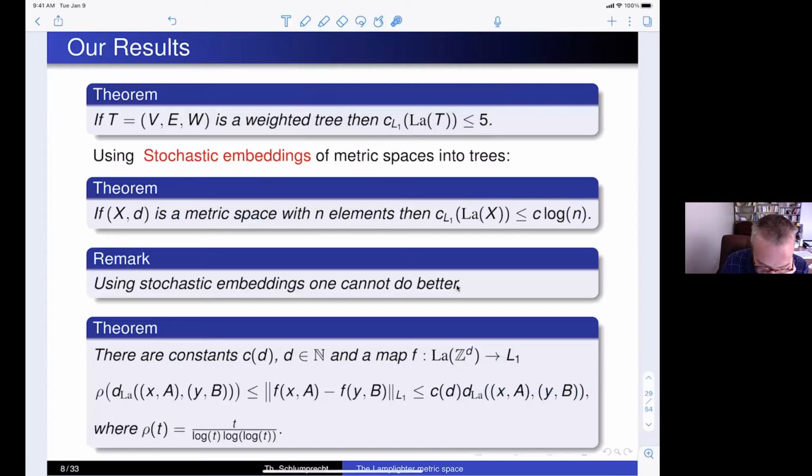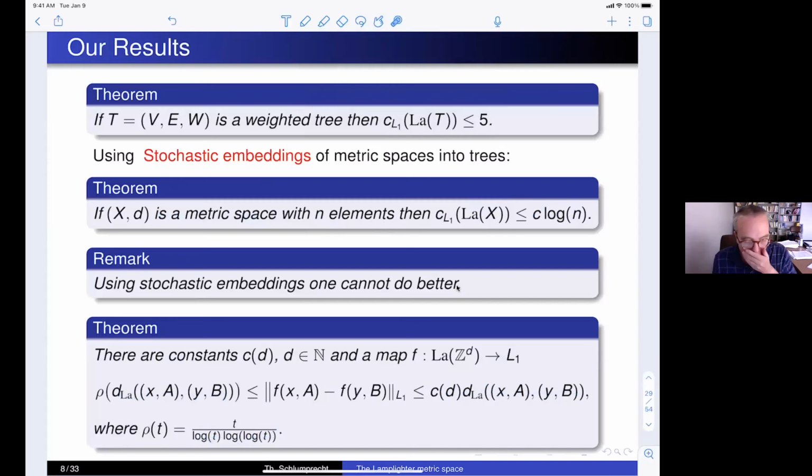And it has a lower bound, well, which is up to a log times log bound Lipschitz. So it's not quite Lipschitz, but the distance of the image is bigger than the distance of the pre-image times, well, like of this one, divided by the log times log of the distance. Okay, any questions?